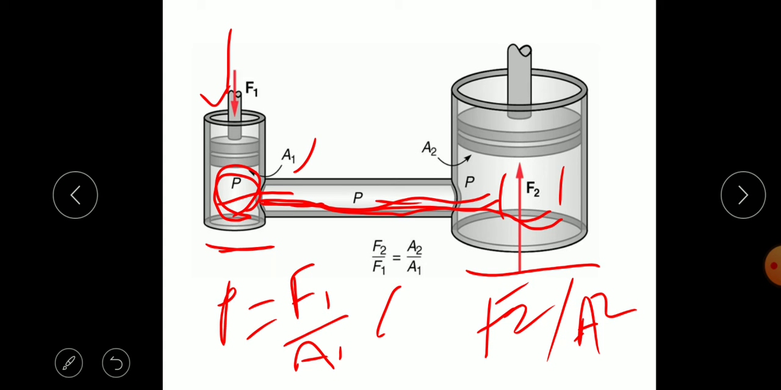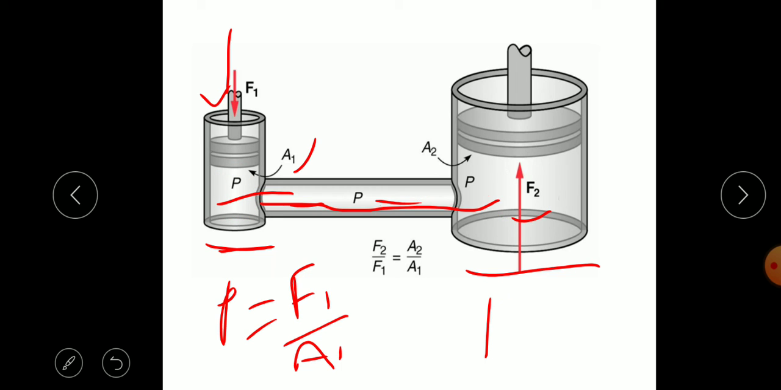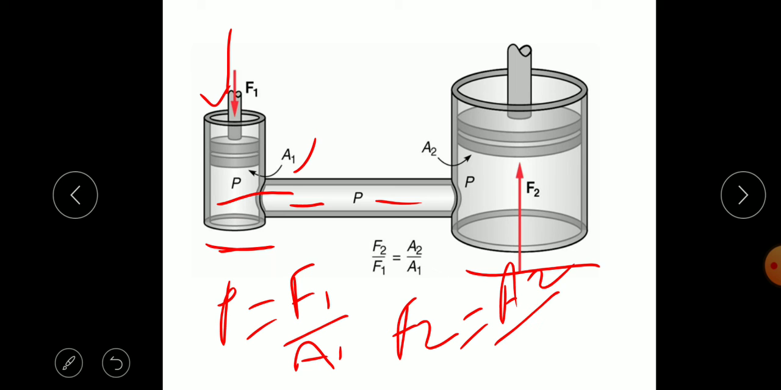So equating these two equations we can find that F2 is equal to A2 by A1 into F1. This F2 will always be larger because A2 by A1 is more; the diameter is more compared to the smaller one. Simply put, when you apply a smaller force at one point, we get a large force. The force will be amplified because the equal pressure will be transmitted in all directions. So F2 will be more, and by using a smaller force we can lift heavier objects.